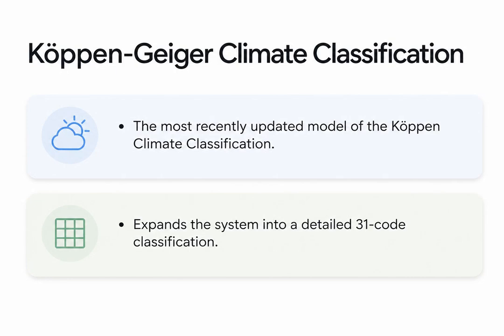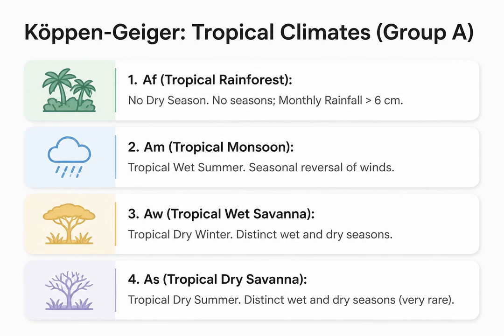Over time, Köppen's original work was refined, leading to the Köppen-Geiger climate classification. This is the most recently updated model, expanding the system into a highly detailed 31-code breakdown that accounts for very specific regional variations in temperature and precipitation. Let's explore the updated Köppen-Geiger codes, starting with the tropical group.